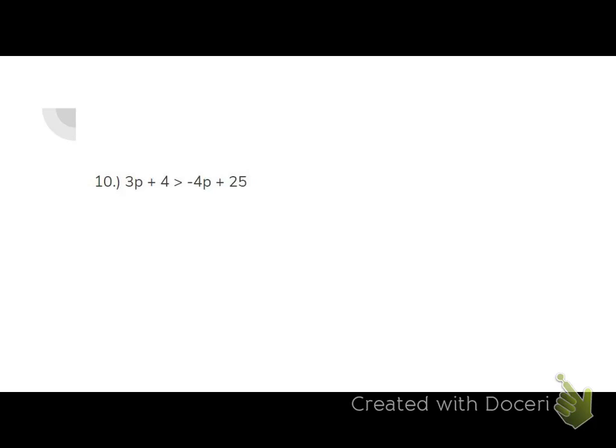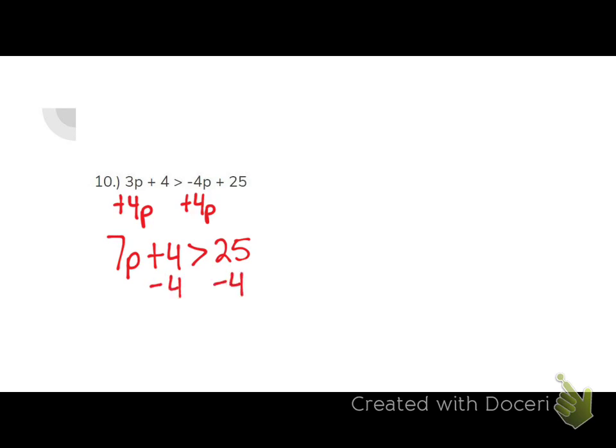If I want my variables to be on the left, what is moving first? Add 4p. We've got to move the 4p by adding it. We better do that to both sides. How many p's do we have? 7p plus 4 is greater than 25. Keep solving.